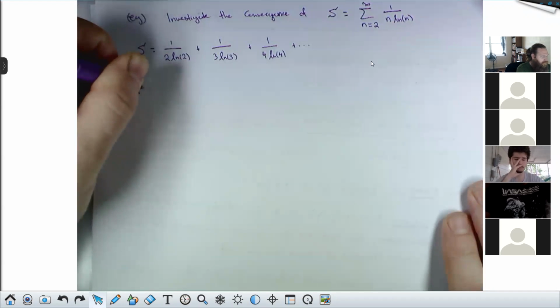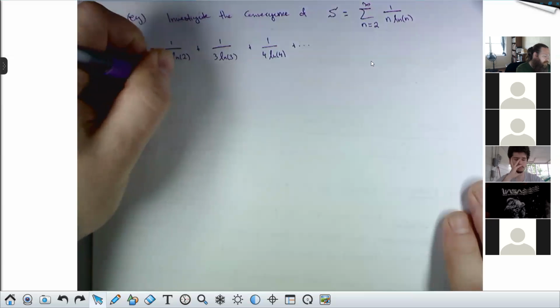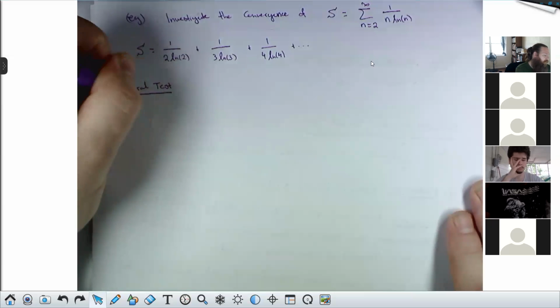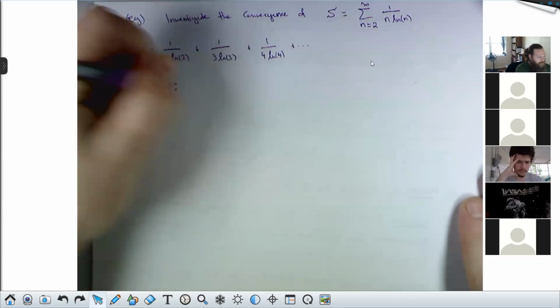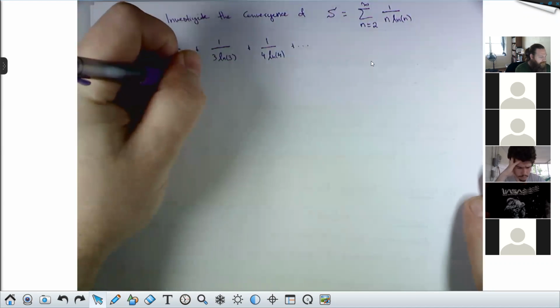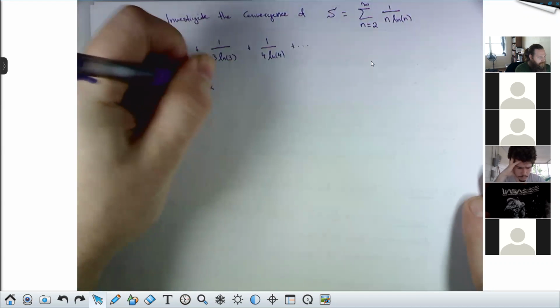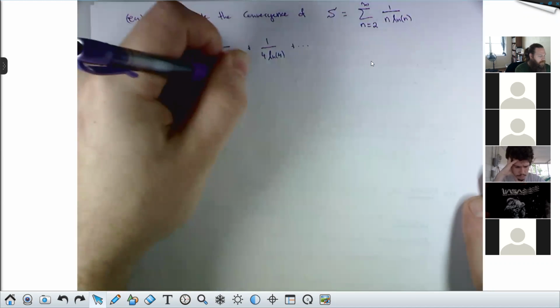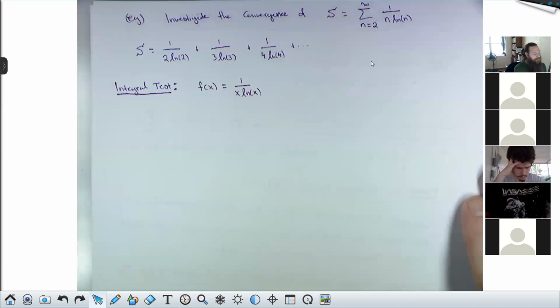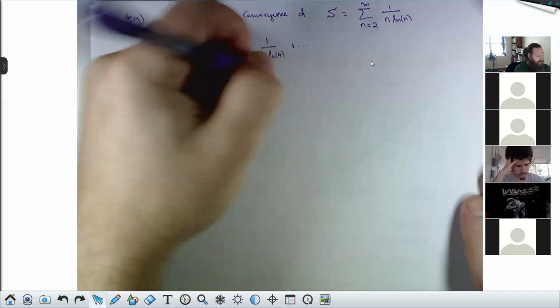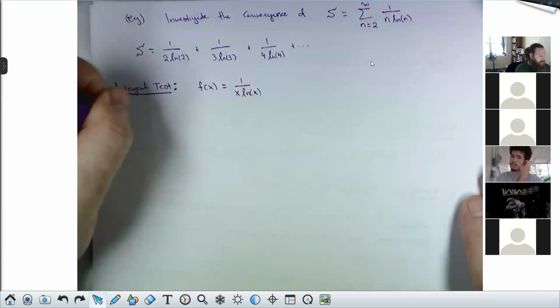And remember, we always let our reader know what test we're doing. Always tell the person who's reading your paper what it is that's going on. So don't start without saying, oh, I'm doing the integral test, or I'm doing TFOD, or I'm doing this or that. Make sure you write that down. The corresponding function here, f of x, is 1 over x times the natural log of x. And we need to show that this function is positive, continuous, and decreasing.